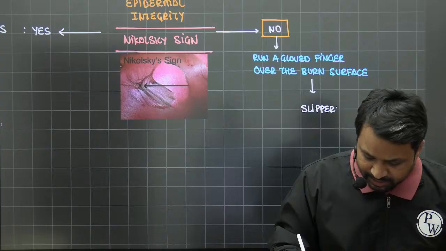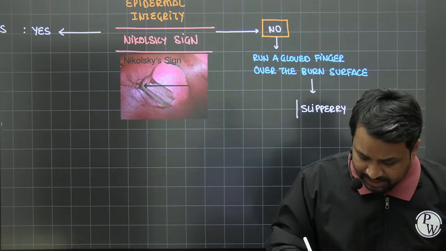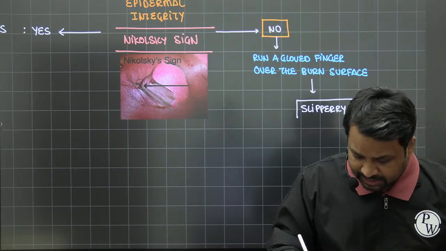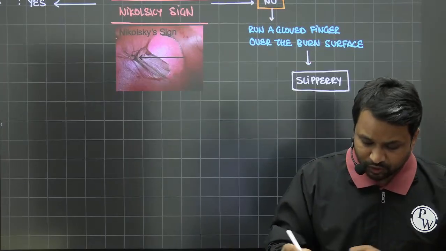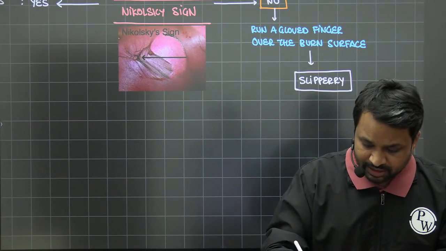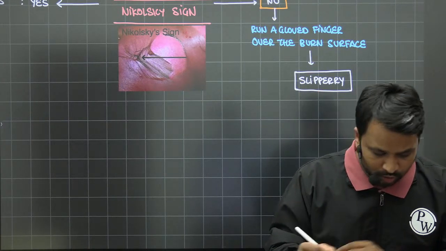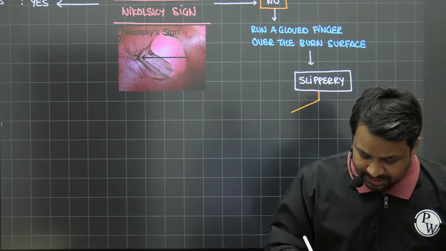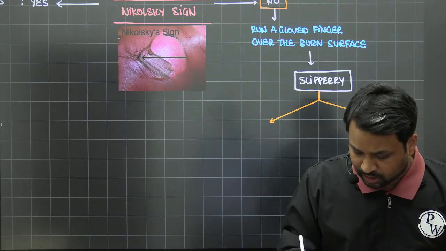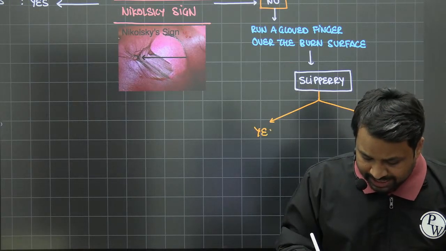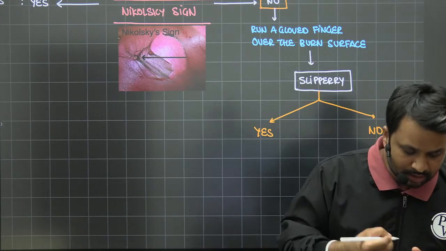That means, is my finger able to slip easily, or is there any resistance? So I'm evaluating whether it is going to slip easily or not. We say yes, it is going to slip, or no, it is not slipping. I can have only two answers: yes, it is slippery, or no, it is not slippery.